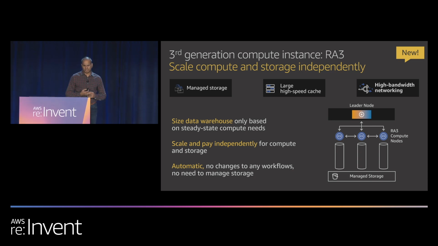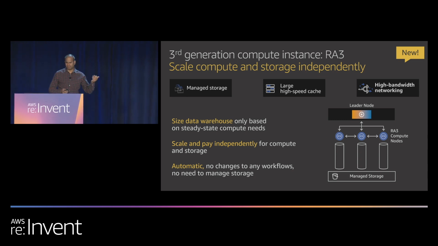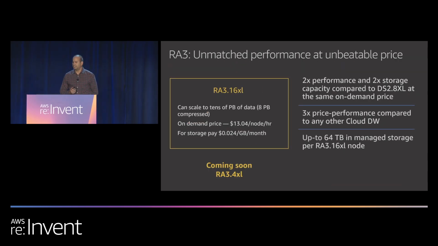Most of the queries are served from the high-speed cache. And if there is a cache miss, there is very high bandwidth networking between the RA3 node and managed storage. In the cache miss scenario, Redshift will very quickly fetch data from the managed storage, and there is not really much of a performance difference between serving it from the cache versus getting the data from the managed storage.